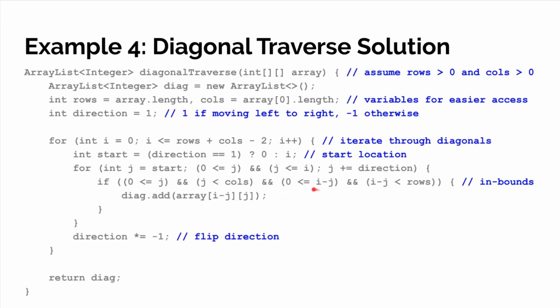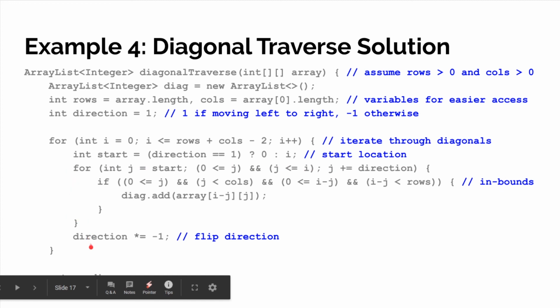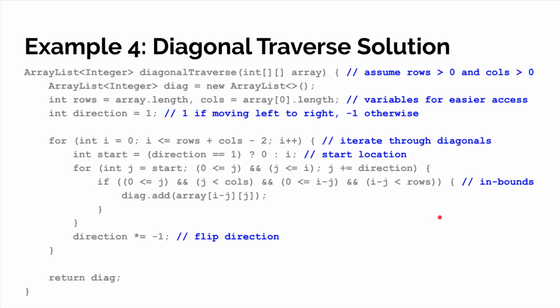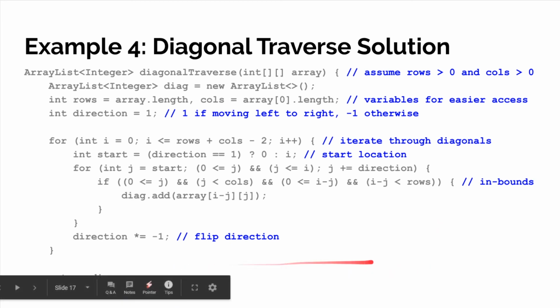I minus j is just the row, right? So we're making sure that this row is between 0 and the number of rows. Then we're going to add our array entry, if it's within bounds, to our original diagonal order. And finally, when we finish iterating through this diagonal, we're going to flip the direction, so we're going to be going in the opposite way. And at the end, we're just going to return the diagonal.